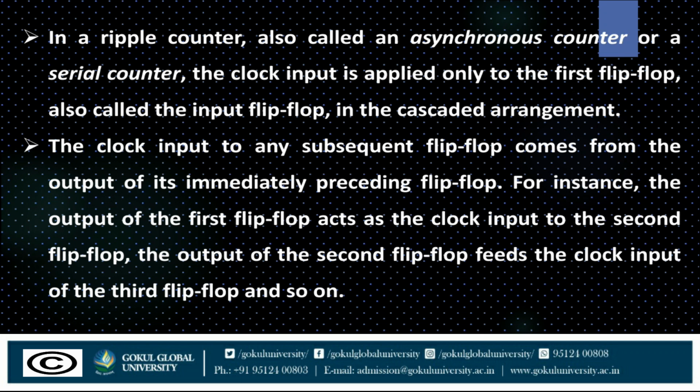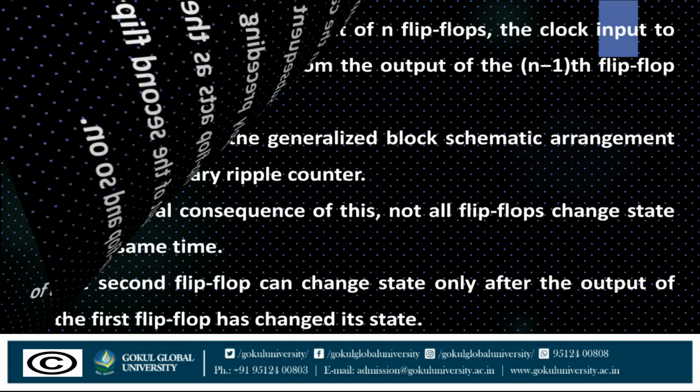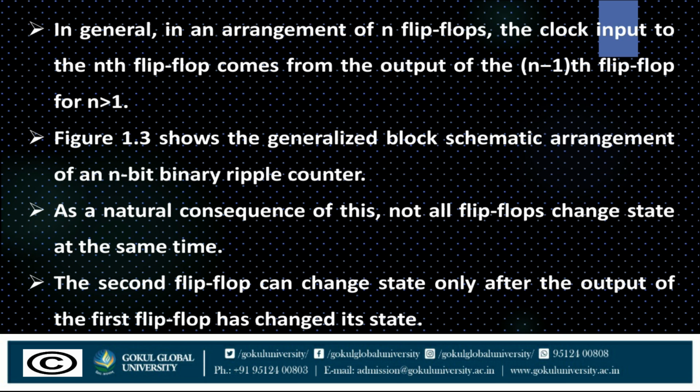For instance, the output of the first flip-flop acts as the clock pulse of the second flip-flop. The output of the second flip-flop feeds the clock input of the third flip-flop and so on. In general, in an arrangement of n flip-flops, the clock input to the nth flip-flop comes from the output of the (n-1)th flip-flop, for n greater than 1. Figure 1.3 shows the generalized block schematic arrangement of an n-bit binary ripple counter.